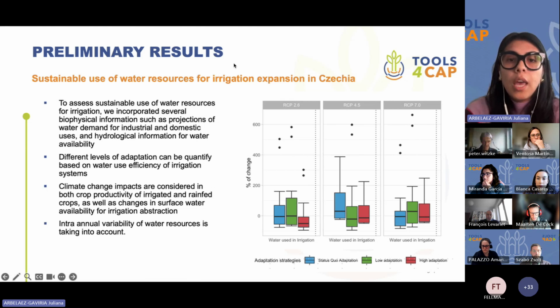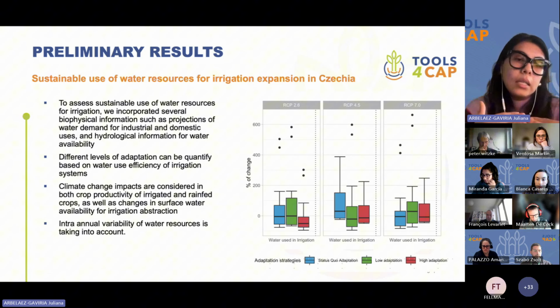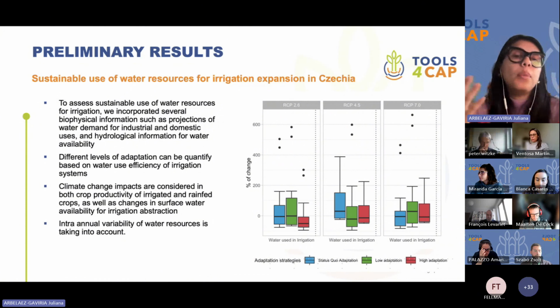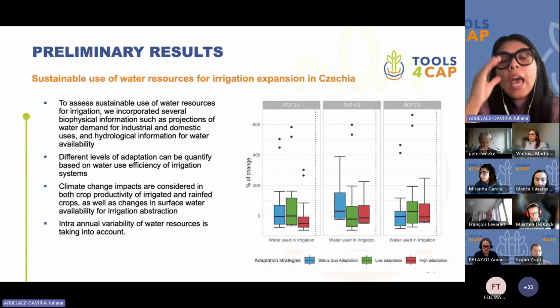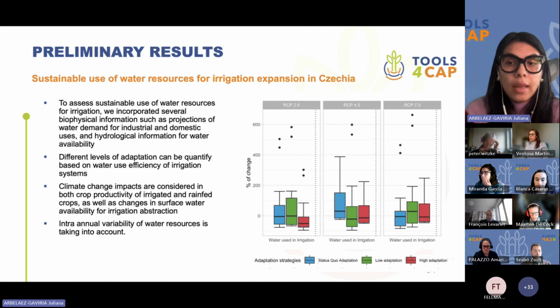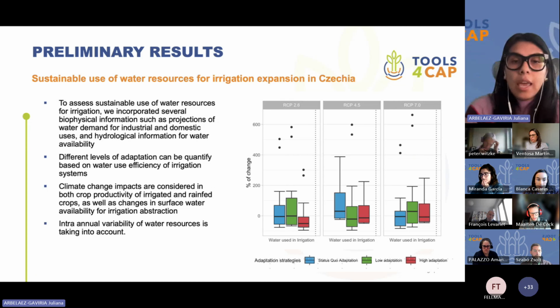So here I'm showing three color box plots with different ambitions on adaptation, whether we keep adaptation just as we are without any additional plan adaptation, a bit more low adaptation, and a bit more ambitious adaptation, and how is the behavior of irrigation in that case. Every box that you see here represents a different level of warming of climate change.